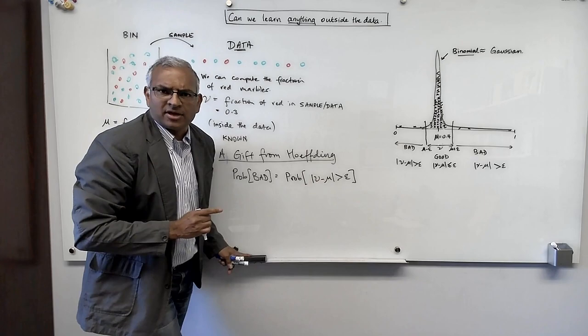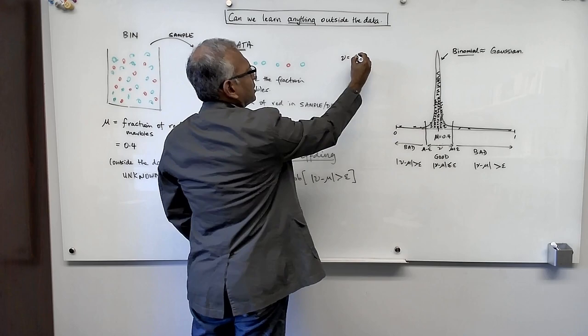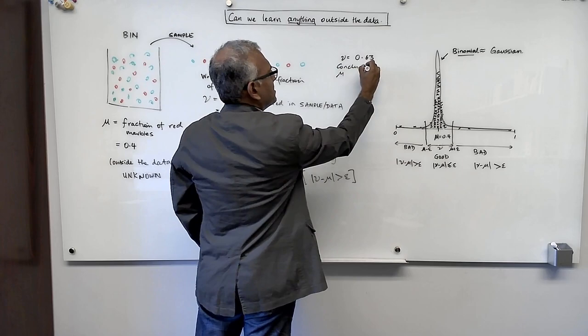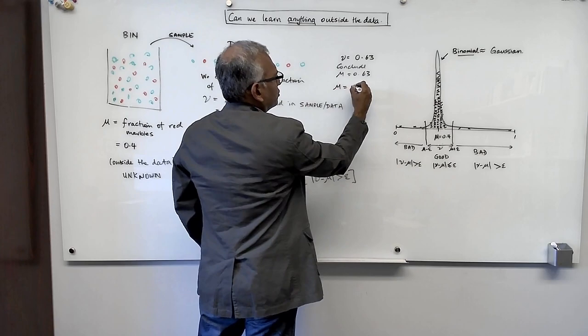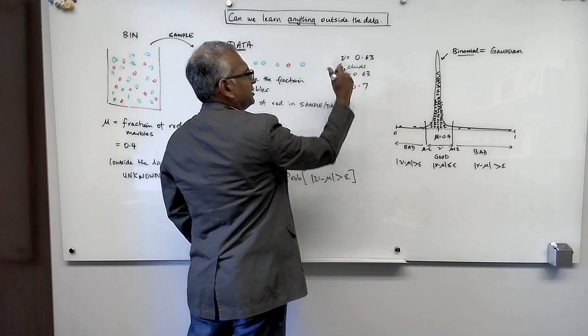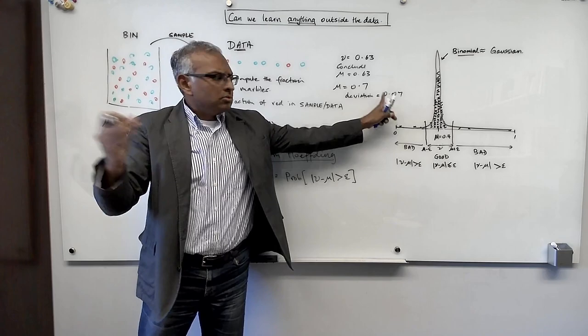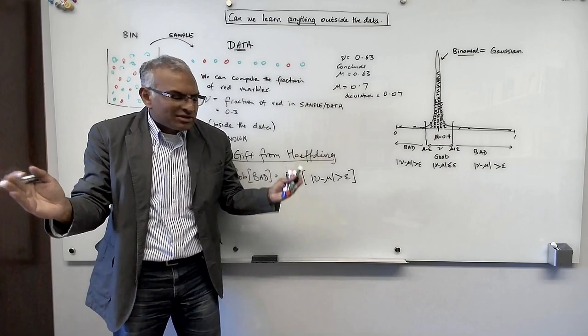Okay. So if you observed nu equals 0.63, and so you conclude mu equals 0.63, but then you find out that mu equals 0.7. Then the deviation between these two in absolute value is 0.07. Is that good or bad? Are you happy or sad? It's up to you to define what level of deviation you're willing to live with, i.e. it's up to you to define what this epsilon is.